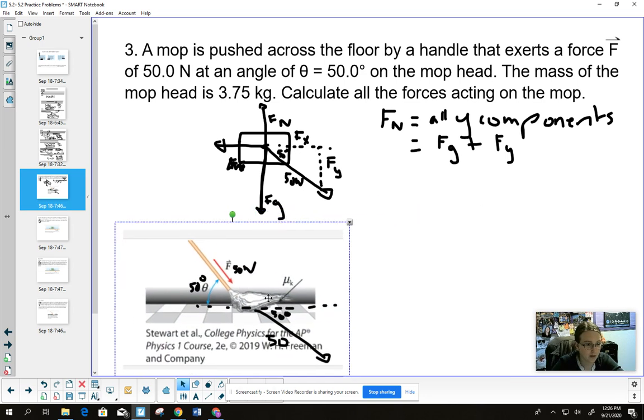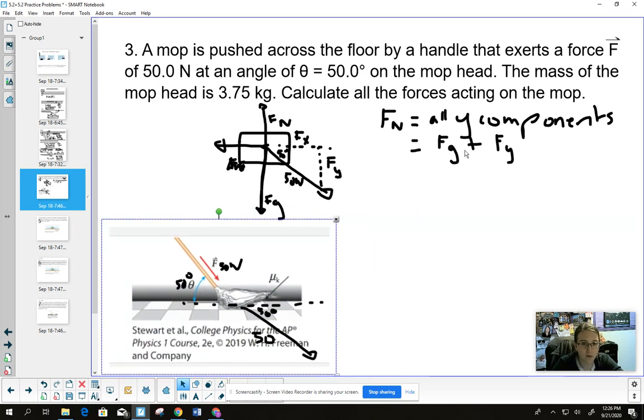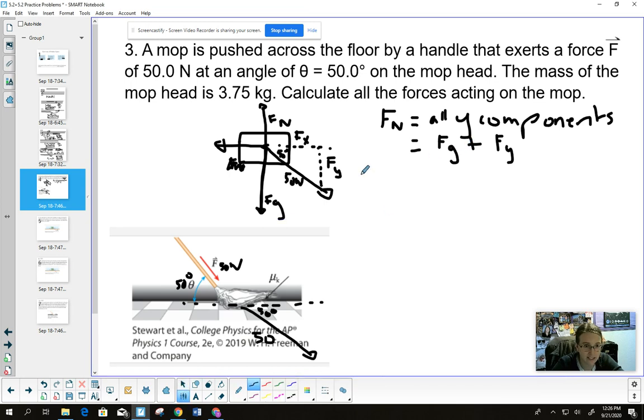There we go. Okay, so we need to find the force of gravity and then this applied force in the y direction. So I'm going to go ahead and find the force of gravity real quickly, because that's not hard. Go ahead and read the question, find the force of gravity acting on this mop. Force of gravity is just mass times gravity. So here's our mass. So you should have just done for the force of gravity 3.75 times 10.